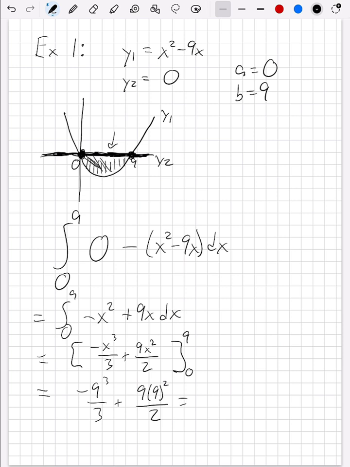Over 2. Evaluate it, and I get 243 over 2, which is really like 121.5. So the area between those two curves is equal to 243 divided by 2. So that is how that works. Okay. To show you another example, what if we are given two curves that have the same overlap?